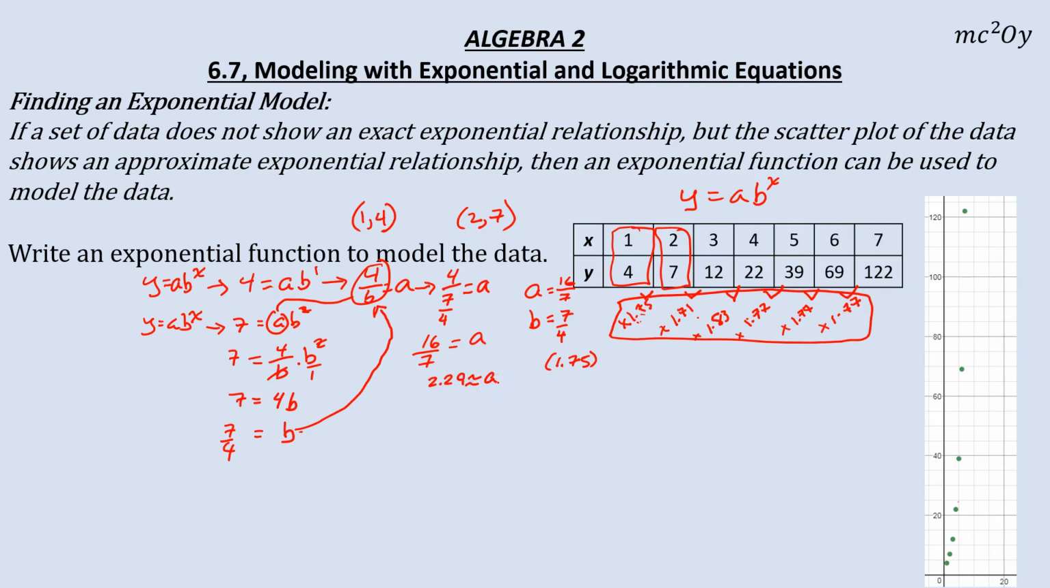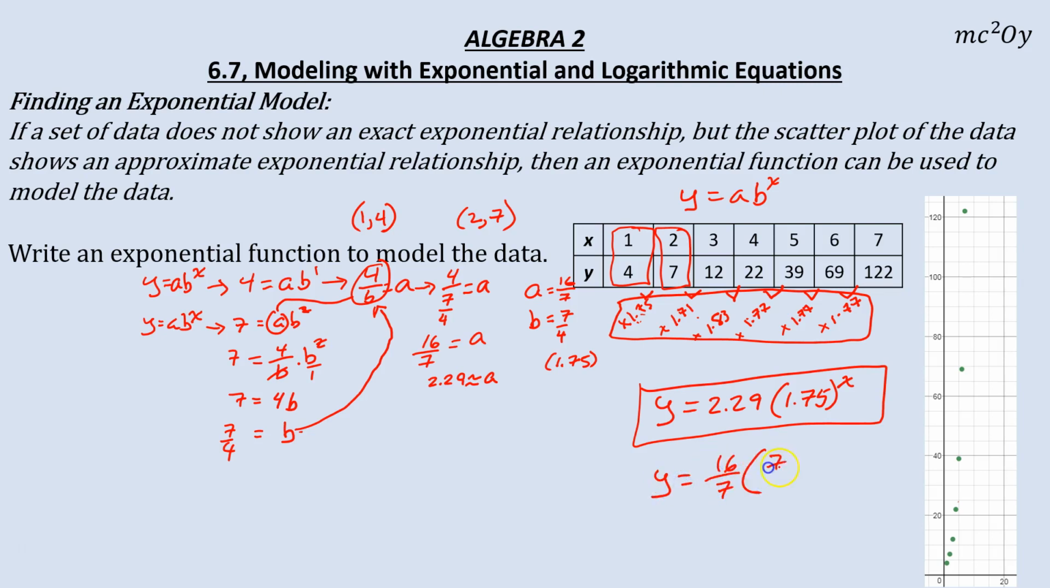So when I write my equation, I'm actually going to use the decimal form this time. So I'm going to go y equals 2.29 times 1.75 to the value of x. Now I will tell you that unless they actually ask you to write it in decimal format or round, you should use the exact value 16/7. However, I'm going to be comparing this with some other ones here in a minute, so I'm using the approximation. So if you used your exact values, your actual equation would be y equals 16/7 times 7/4 to the x power. Okay? So that's one way to do it.